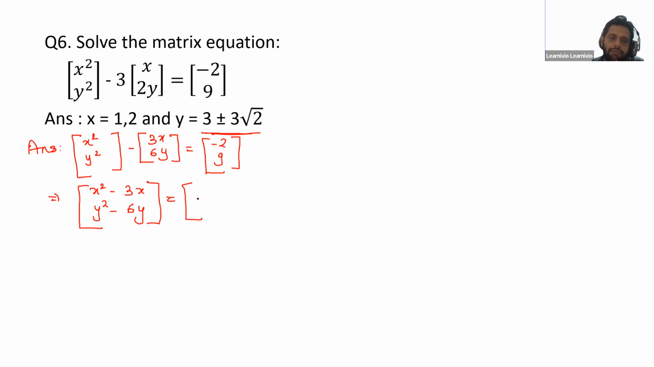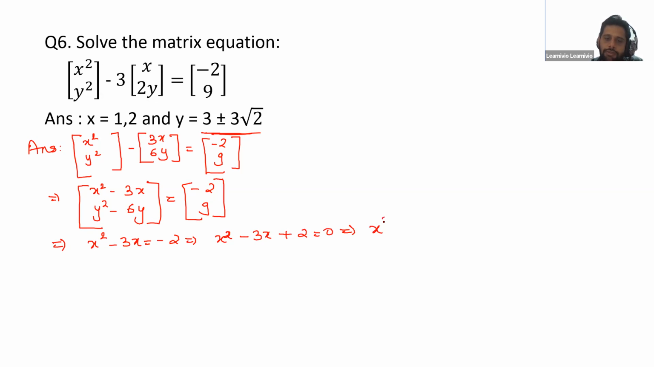This will be equal to minus 2, and now please equate these terms. So x square minus 3x is equal to minus 2. So this will give us x square minus 3x plus 2 is equal to 0.